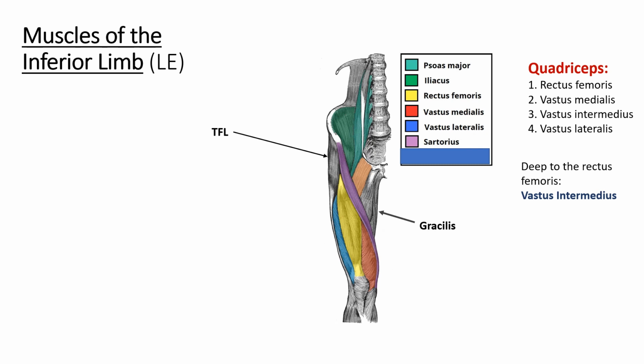And so in the inferior limb, we have the quads: the rectus femoris, the vastus medialis, the large one in the middle, and the large lateral one. Now, deep to the rectus femoris, you have the vastus intermedius. It's kind of hard to see in there. TFL is for tensor fasciae latae. It's a large flat muscle on the outside, and in the middle here we have the gracilis. That's part of the groin.